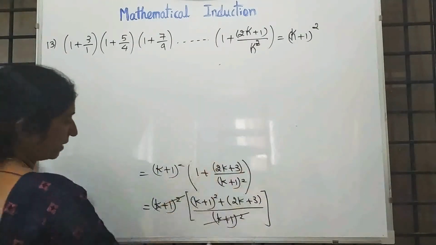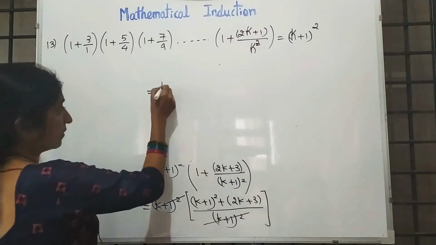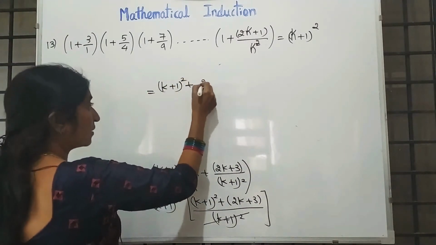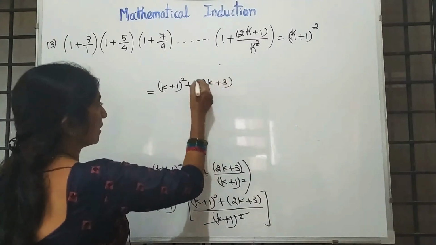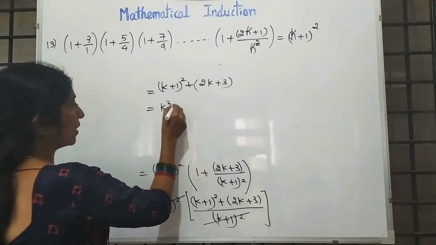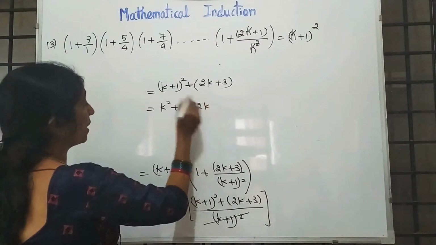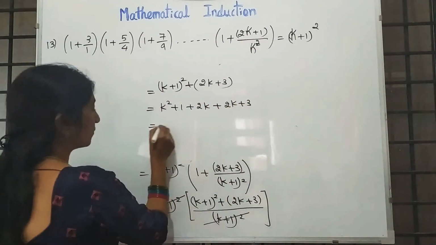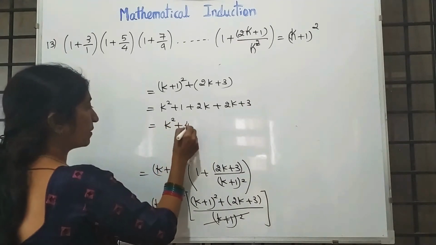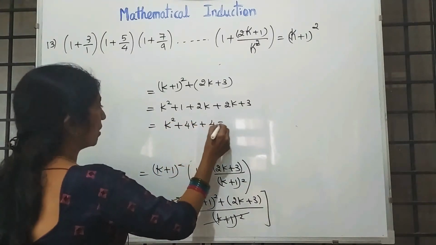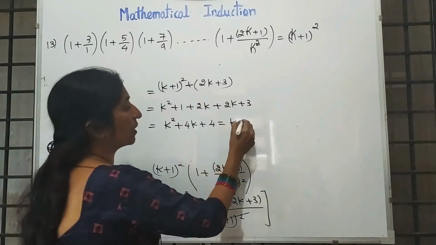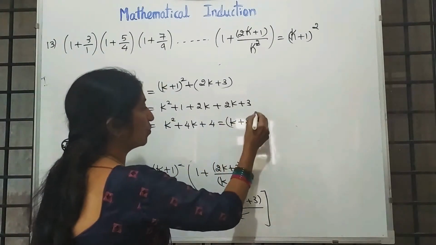The remaining terms are k plus 1 whole square plus 2k plus 3. It is k square plus 1 plus 2k, a plus b whole square, plus 2k plus 3. It is k square plus 4k plus 4. Now, are you familiar with the algebraic formula or what? This is a perfect square. What is it? K plus 2 whole square.